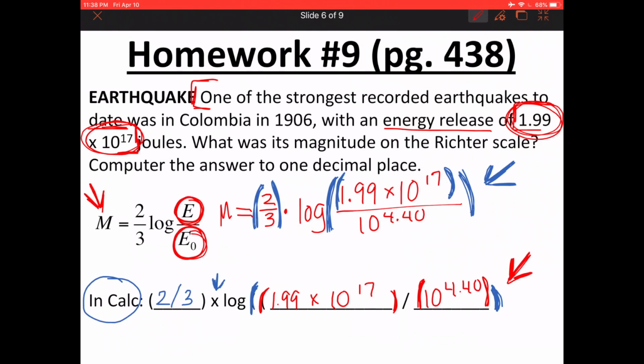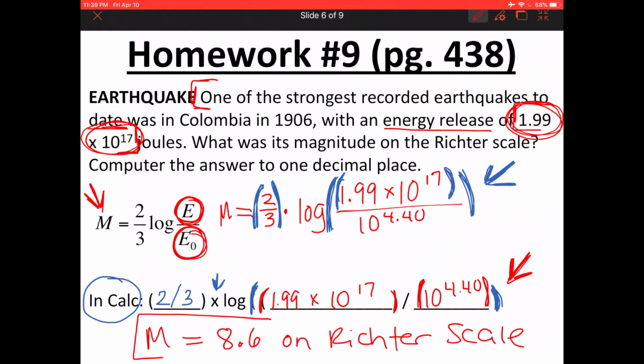And once you hit enter on all of that, you end up with a magnitude of 8.6 on the Richter scale. So that would be your final answer. The magnitude equals 8.6 on the Richter scale. So again, a very powerful earthquake because usually 9 is considered the maximum on the Richter scale. And that makes sense because the directions tell us that this is one of the strongest earthquakes ever recorded. So an 8.6 would make sense with that.